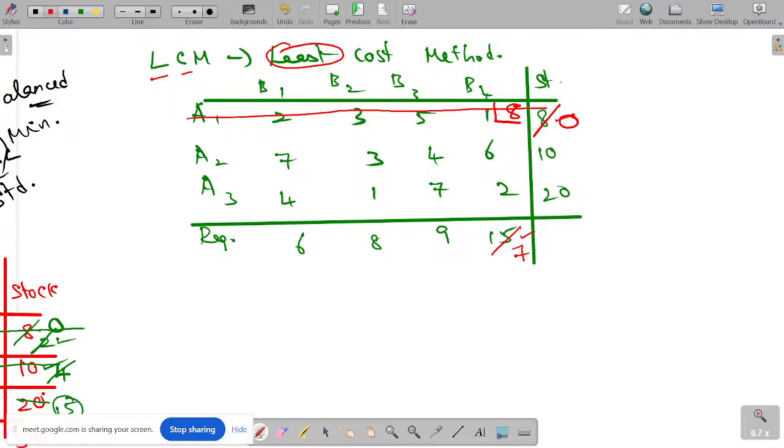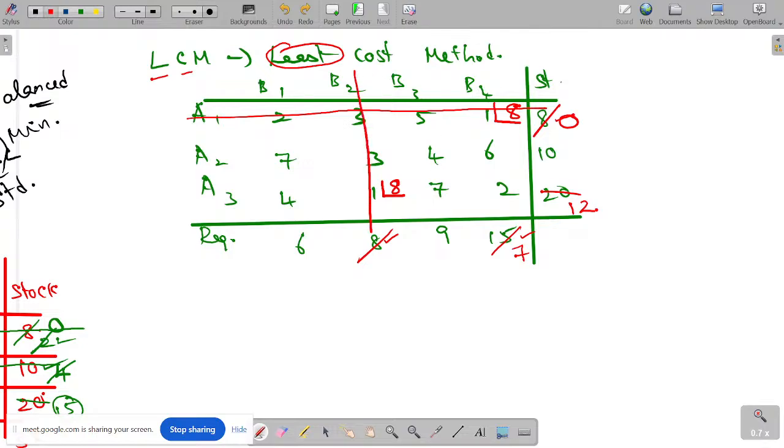Then from the remaining A2 and A3 values, I'll go for the least one. So we have 1 over here. Let me allocate over here. 8 is the requirement, 20 is available. So let me allocate all the 8 over here. So what is left in A3 will be 12. Let me strike off this one.